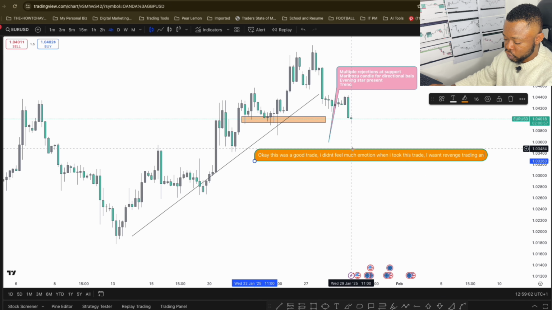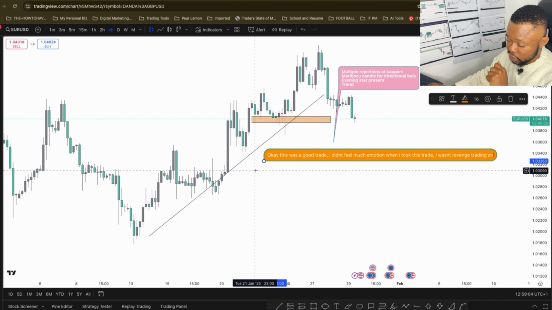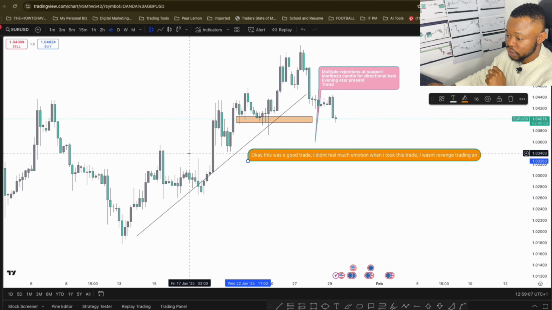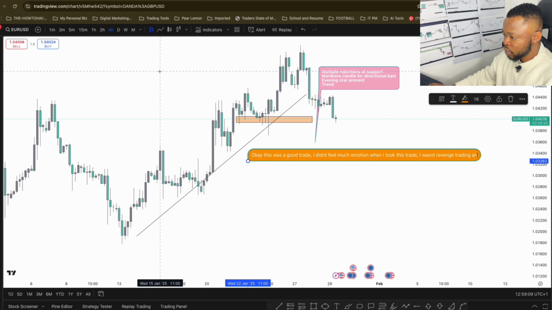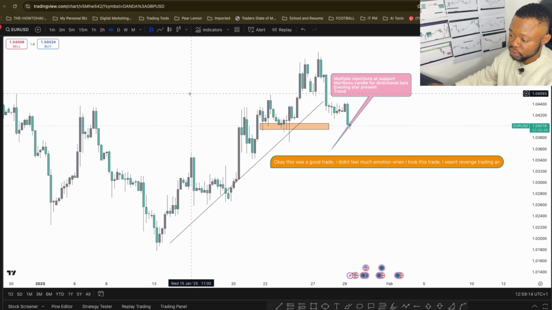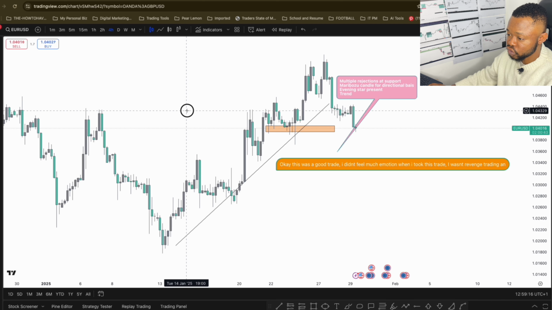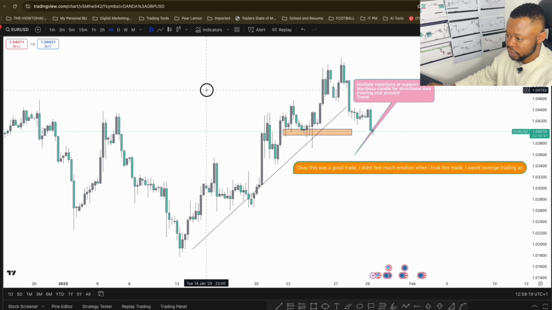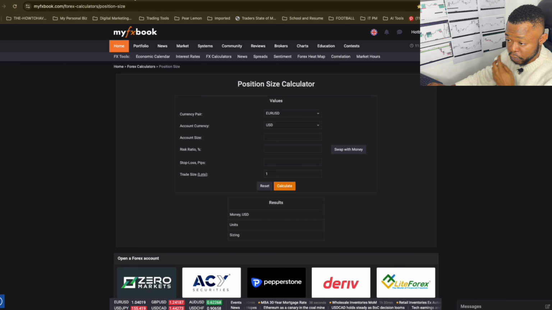So moving forward, we talk about the position size calculator. That is one of the most important tools you need as a trader. You need this position size calculator to help you calculate your stop loss and the percentage you are looking to trade in the market. So let's get to the position size calculator. The position size calculator is provided by MyFXBook.